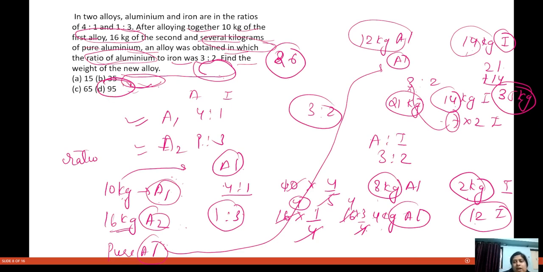Now see here, what happens is that if the question said find the amount of pure aluminium that was added, you could easily answer from here, because 21 kg should be the weight of aluminium to have the ratio 3 is to 2. So how much? 9 kg aluminium you should get. So this is what we want.